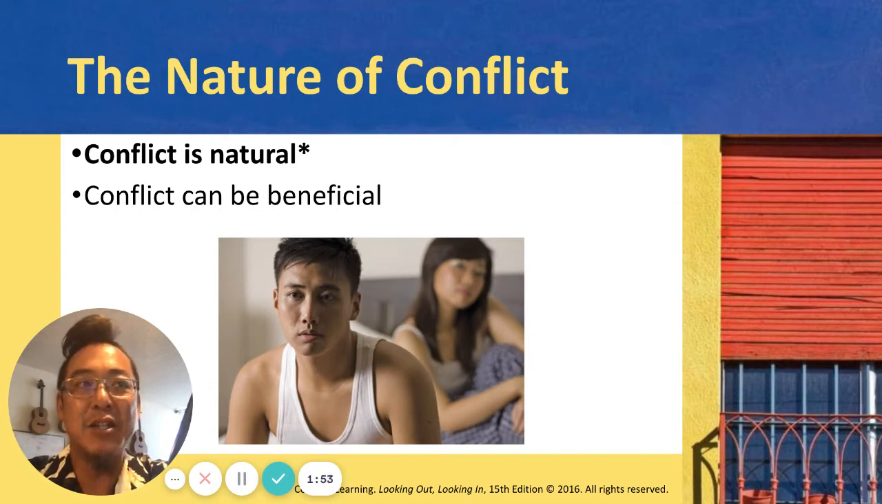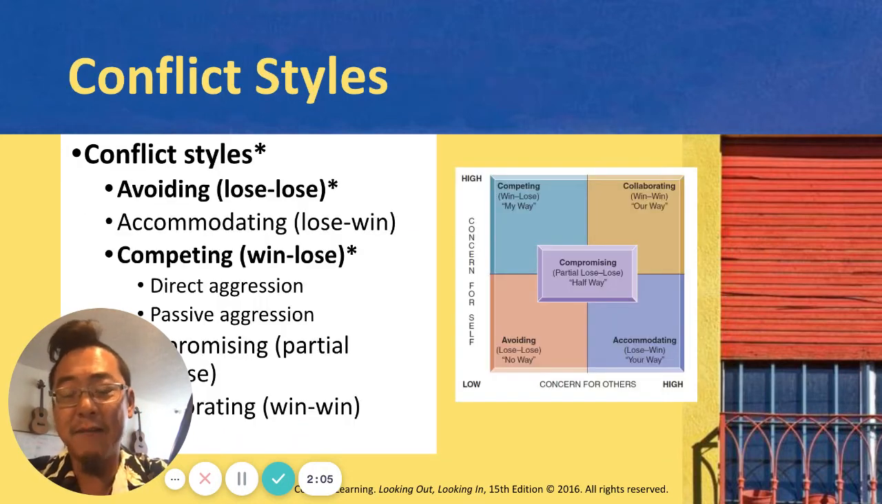Think of the conflicts you've had with someone close to you. Could be a spouse, could be a sibling, a child, someone at work even. And then was it beneficial in the end? Of course, sometimes it's not, right? But it is natural.